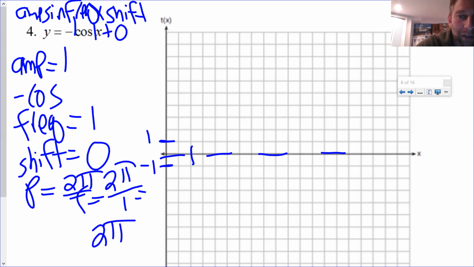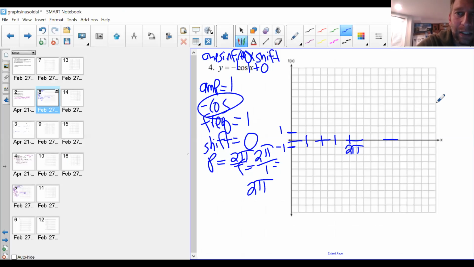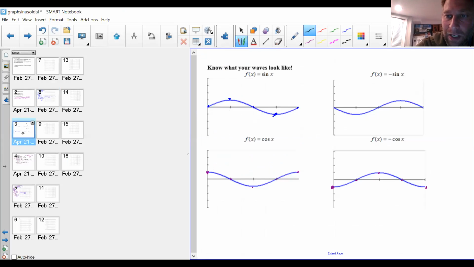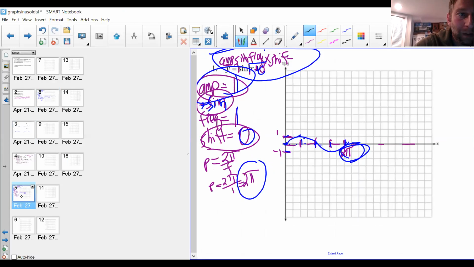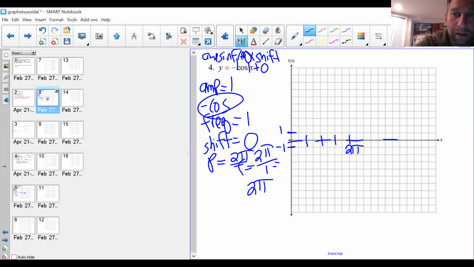4 dashes, 1, 2, 3, 4. Period at the end of the 4th one. Now it's a negative cosine, so I'm going to look back. Negative cosine starts at the bottom, middle, top, middle, bottom. So again, it starts at the bottom. Bottom, middle, top, middle, bottom. And there it is.